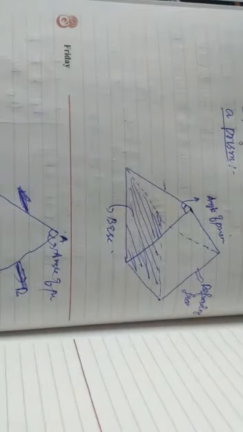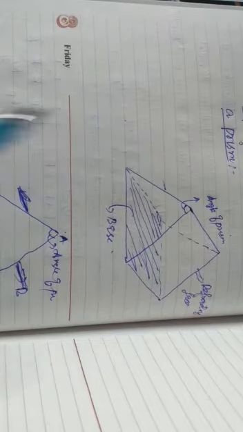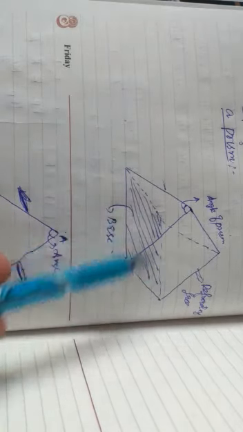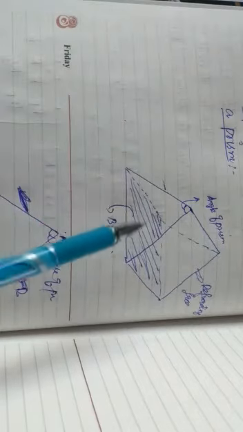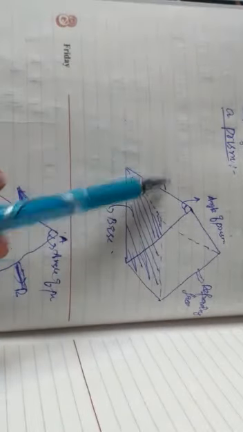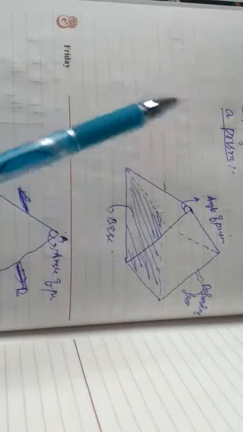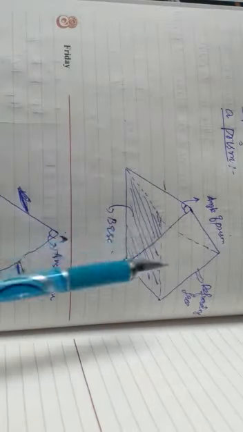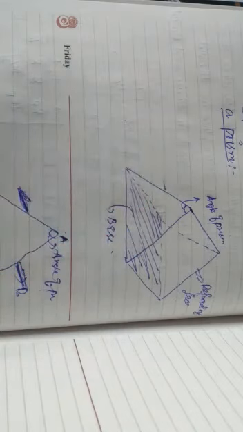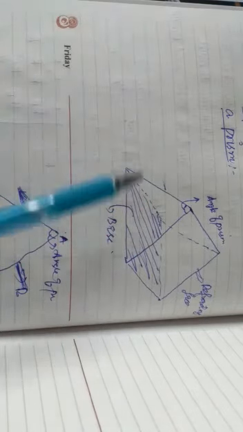So it is bounded by two triangular faces. This is triangular, and the back side is also triangular, and this and this are rectangular, and this is also a rectangle. So it has three rectangular faces and two triangular faces. Among the three rectangular faces, two act as the refracting faces and one acts as the base. So now we will study about this.